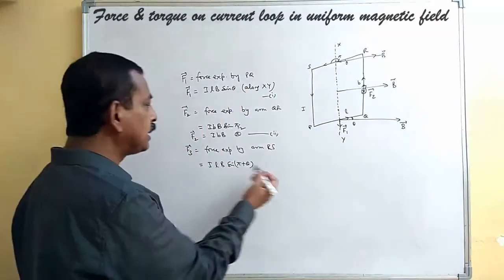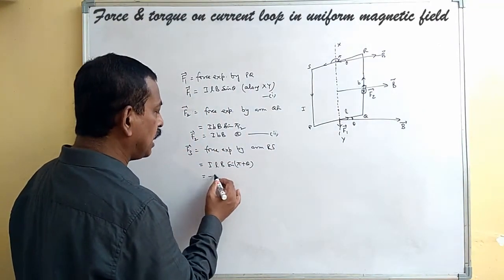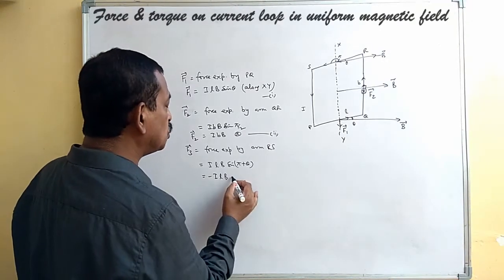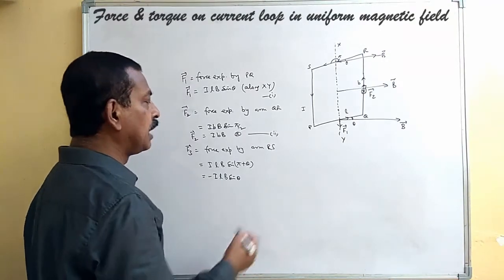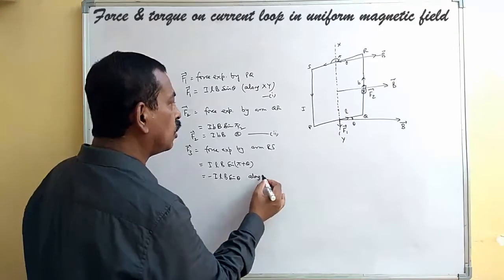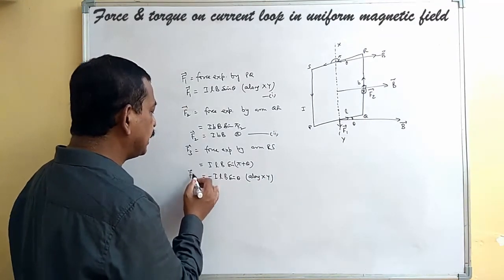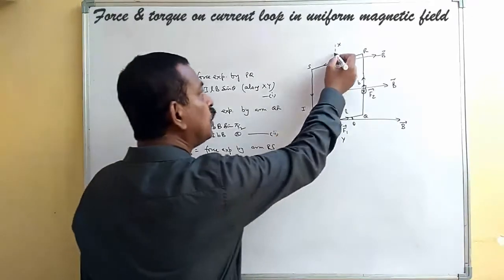So here, this will be I L B into sin θ, and this is along XY. Remember, if you take the direction, it will be F3.